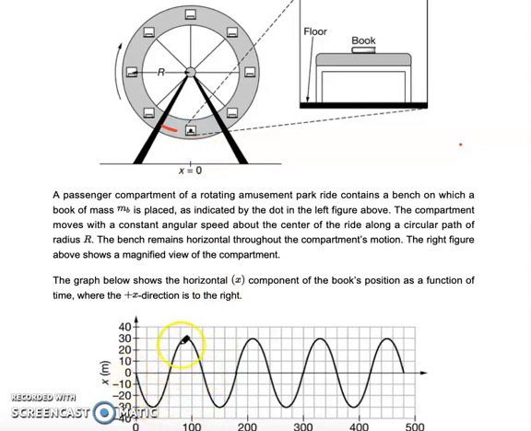Okay, so what looks like a simple harmonic graph, a negative sine graph, is equivalent to moving in a circle where we just look at one of the components, in this case the horizontal component. If you get that, then that makes the problem a whole lot easier.